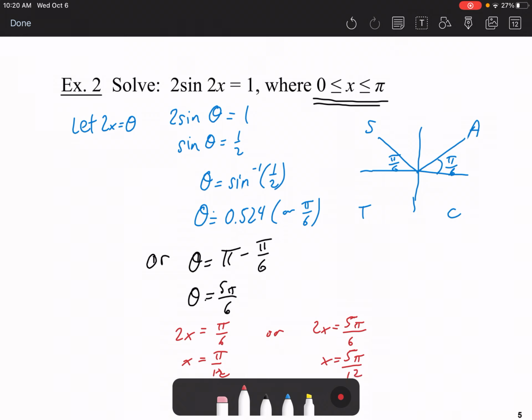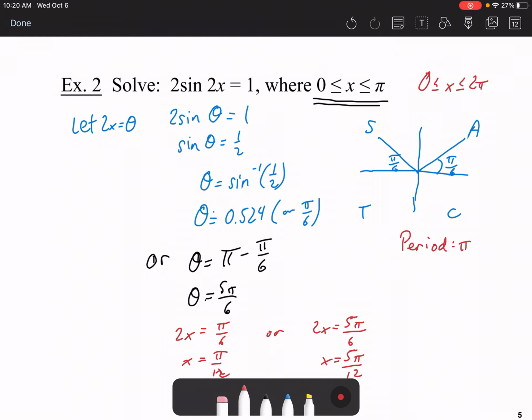Now, how is this problem different from going from 0 to 2 pi for our values for x? Well, 2 sine 2x equals 1 has a horizontal compression by a factor of 2. So it is going to actually have a period from 0 to pi. So our period is pi units.